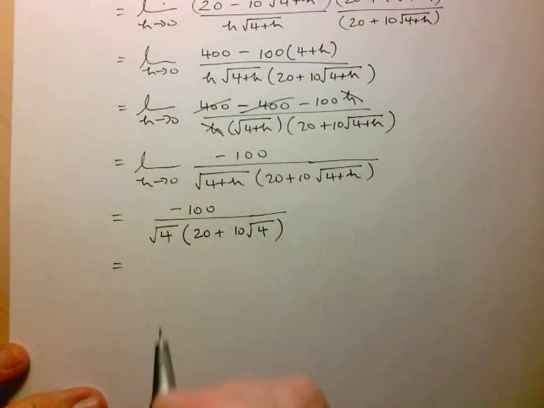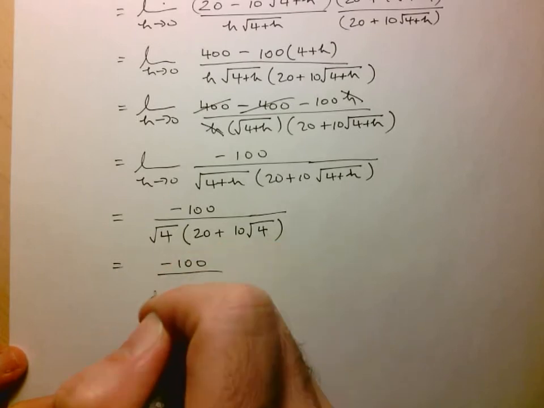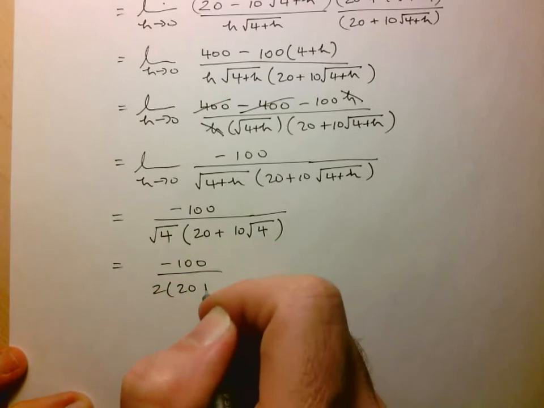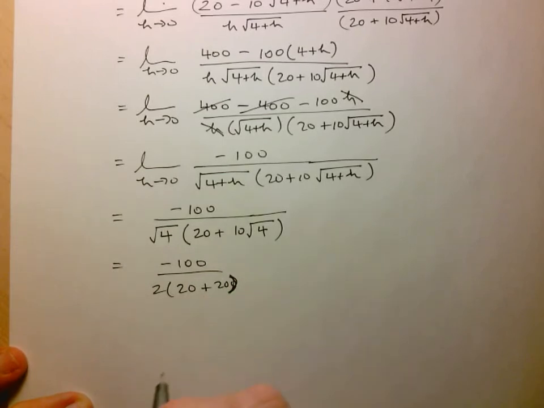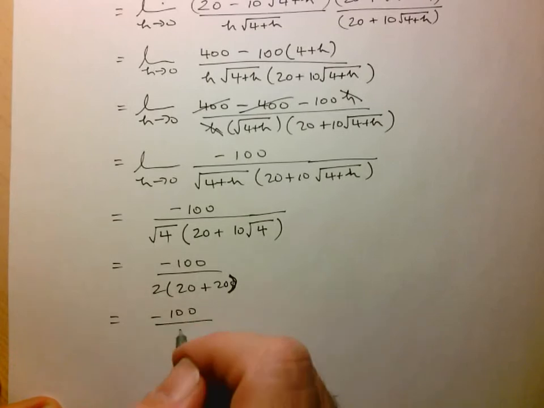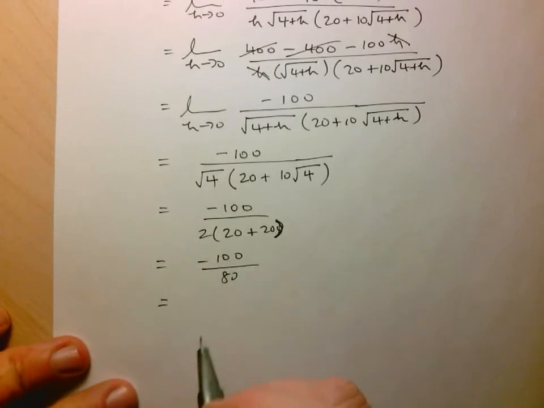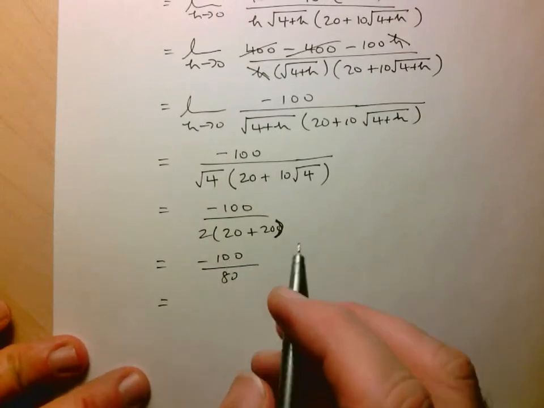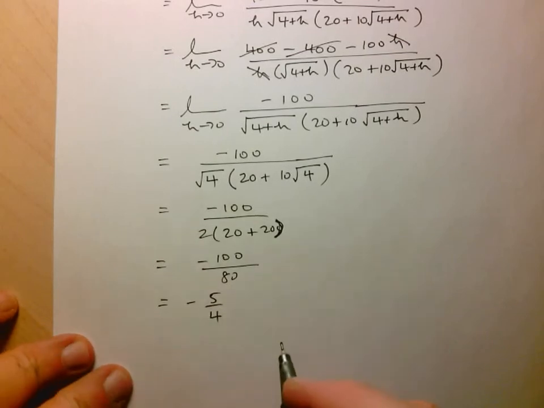And so now I can figure out my slope of the tangent. Negative 100 over 2 times 20 plus 10 times 2 is another 20. Oops, sorry, there we go. So we've got negative 100 over 40 times 2 is 80. If we simplify that, let's divide numerator and denominator by 20. So I've got negative 5 over 4, and there's my final answer.